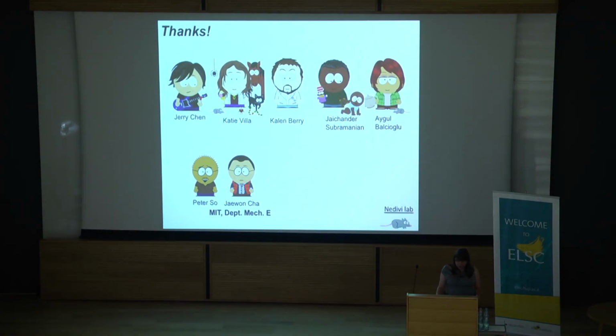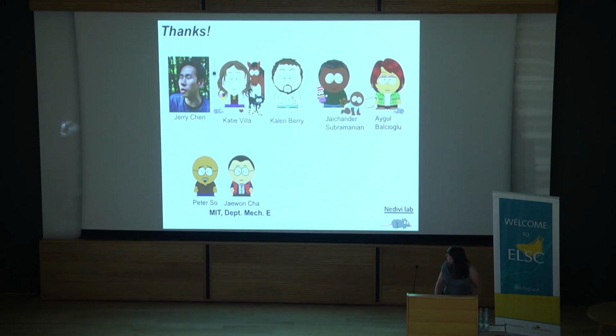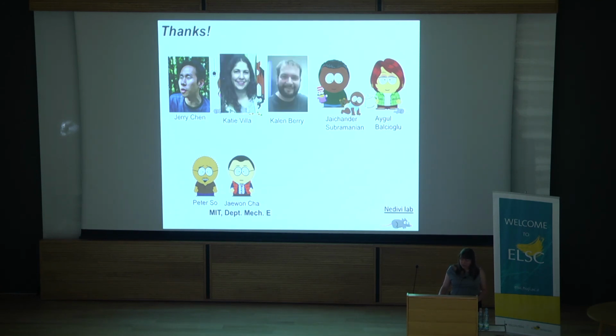And finally, these are the people that have done the work I talked about. Jerry Chen was the one who started the inhibitory synaptic labeling, a former student, now has his own lab. Katie and Kalen integrated the third excitatory label into the system. Jay was the one who did the activity-dependent remodeling and work that I mostly didn't talk about. And Aigul is doing the thalamic afferent labeling.